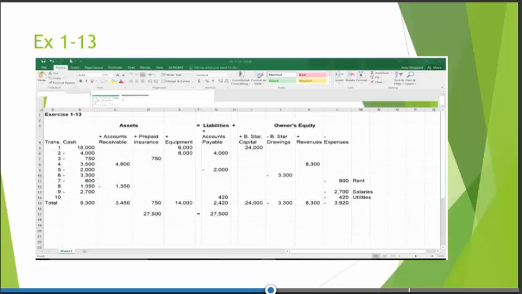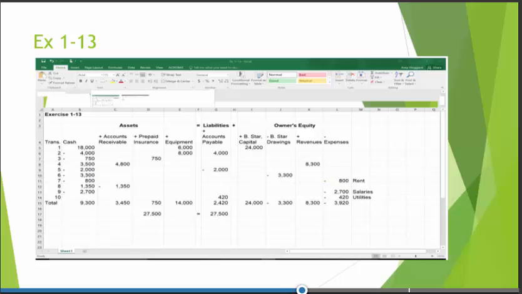All right, transaction 7, we have a decrease of cash of $800, and an increase of our expense, rent. So they've paid their rent expense. We increase our expenses, which decrease our owner's equity, and we decrease our cash by $800. So we've paid $800 for rent expense for the month.